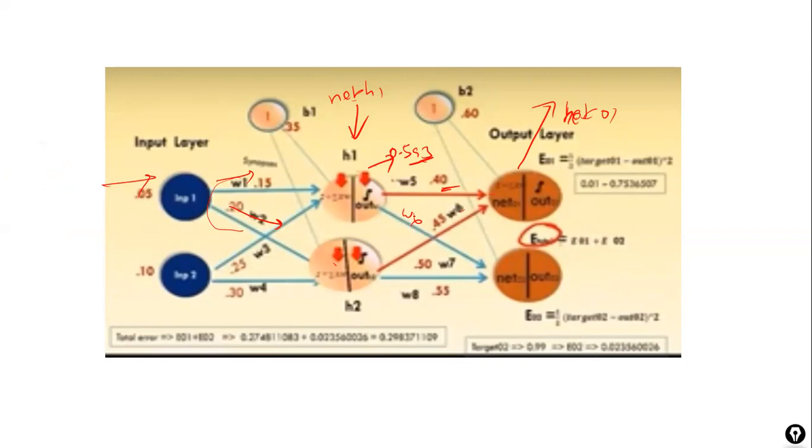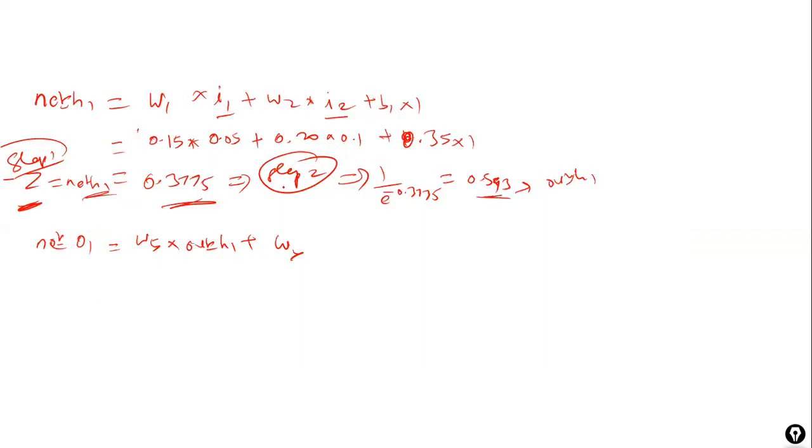So, yeah, W6 into out H2, okay? Plus B2 into 1. So in this case, the W5, we know 0.593. Sorry, W5 is 0.40 into out H1 is 0.593. So this is the one.